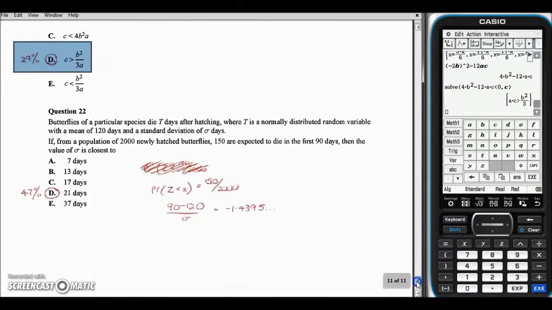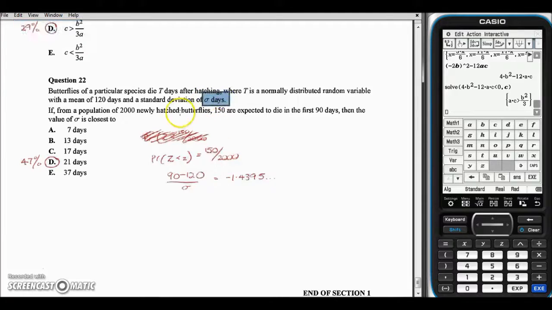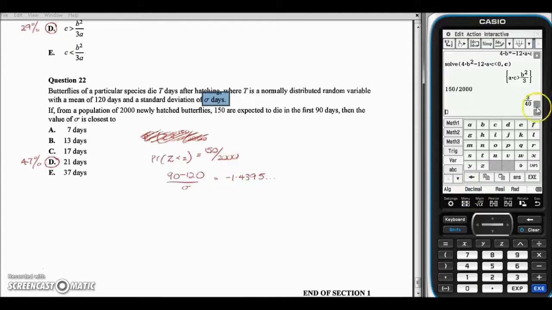Okay, final question. We've got some butterflies that die T days after hatching, with a mean of 120 days and a standard deviation we don't know. Out of 2,000 newly hatched butterflies, 150 are expected to die in the first 90 days. So if I pick a butterfly at random, the probability that it will die in the first 90 days is 150 out of 2,000. 150 divided by 2,000 is equal to 3 on 40, or 0.075.